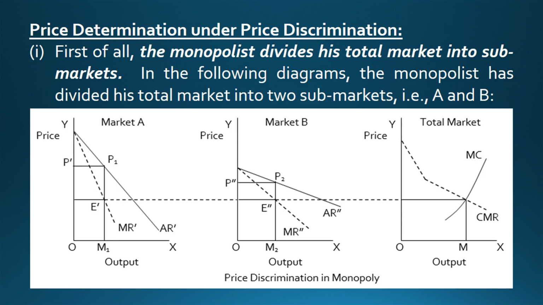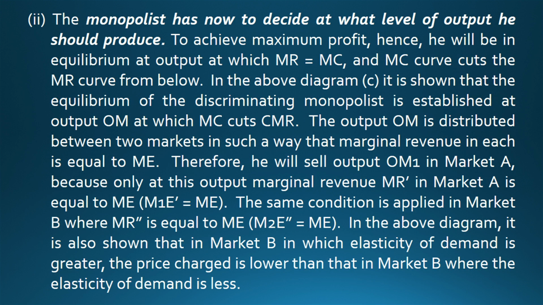Price determination under price discrimination. 1. First of all, the monopolist divides his total market into sub-markets. In the following diagrams, the monopolist has divided his total market into two sub-markets, that is, A and B. 2. The monopolist has now to decide at what level of output he should produce to achieve maximum profit.